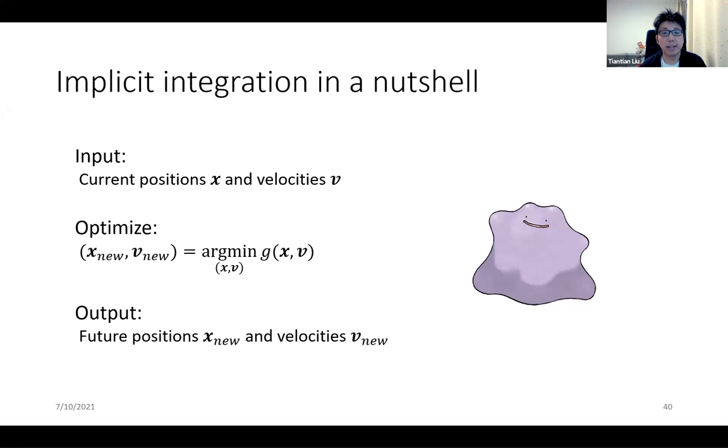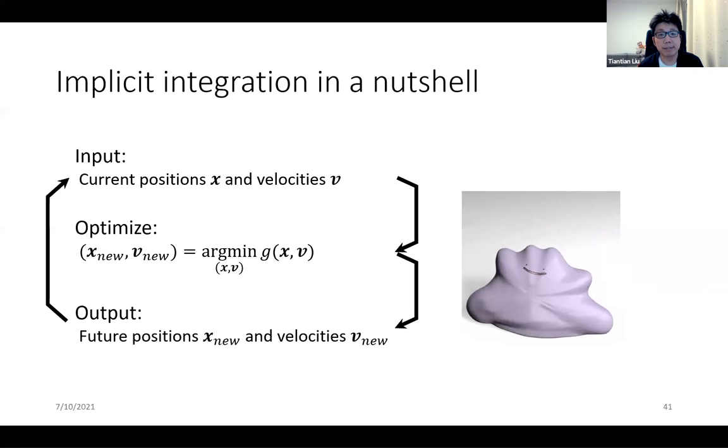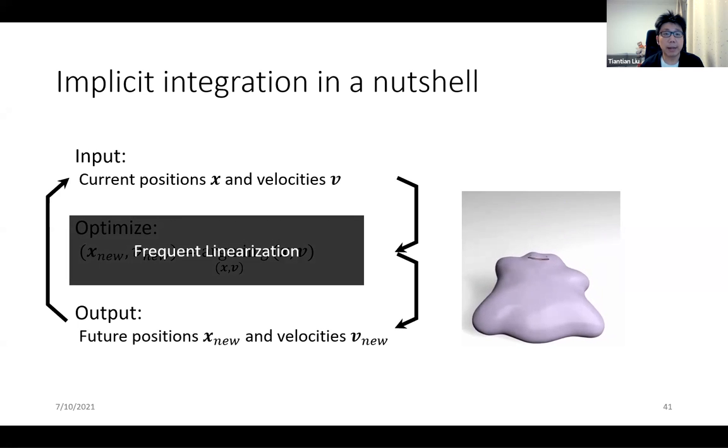As we mentioned previously, now let's focus on the implicit integration. This implicit integration can be as simple as something like this. We first feed the current state as the initial guess to an optimization framework, and then the optimization framework spits out the next state for us. We keep iterating the states and finally get an animation. To solve the optimization problem, a successive linearization is always needed, making it the main bottleneck of most simulations.